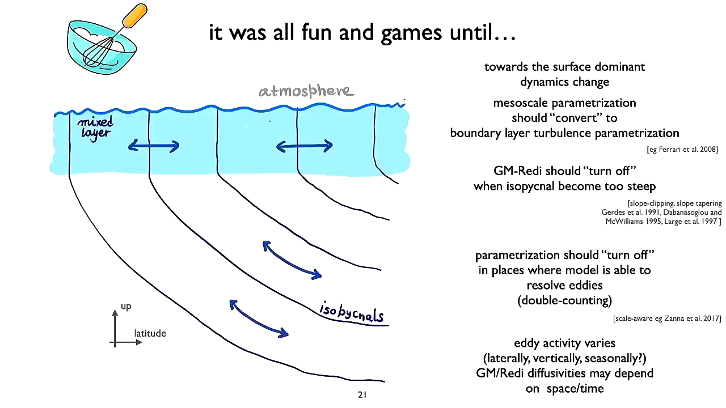Now, there are some problems with that, because down here everything is all good and nice. But as we go up, we get to this mixed layer that I was talking about. In this mixed layer, we don't want to have this structure, because here we have motions that move across isopycnals. So somehow, as we are going up, we want to turn off this parametrization and let some other parametrization come into play.